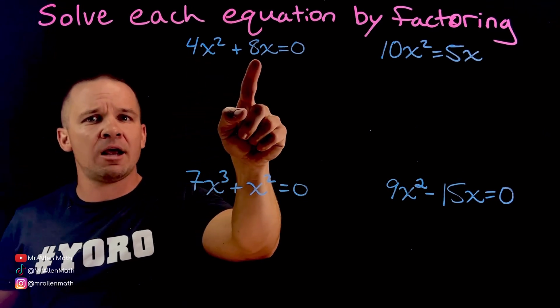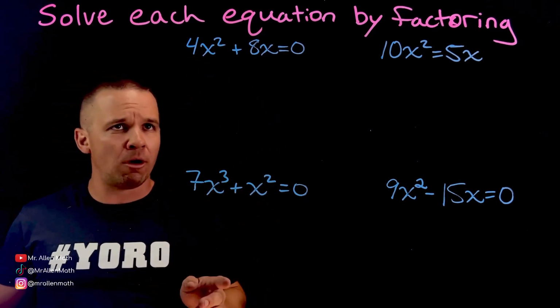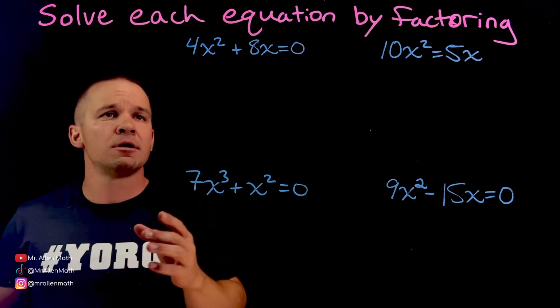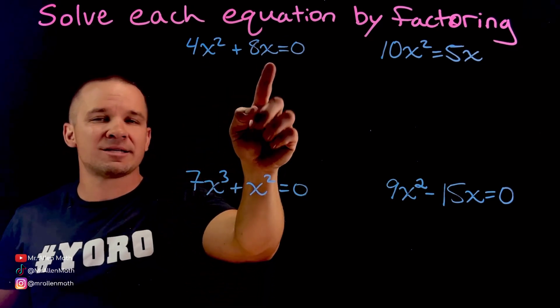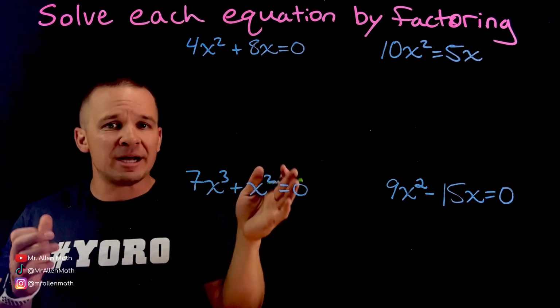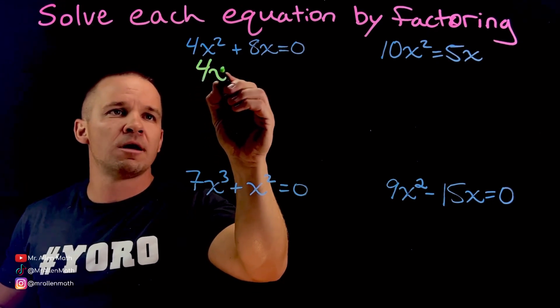Well, 4 and 8 are both divisible by 4. So that's a common factor. But we also have x squared and we have x. I can take an x out of both of those. So my GCF here is going to be 4x.